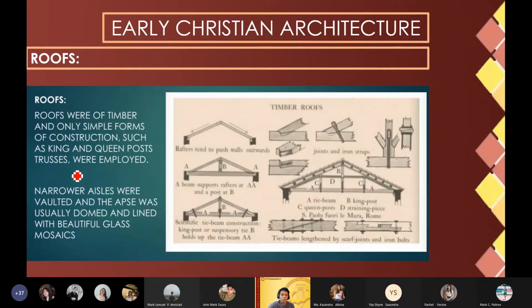So narrower aisles were vaulted and the apse was usually domed and lined with beautiful glass mosaics. Their aisles are small and narrow in width. It goes upward, so that means narrow. Vaulted is the way they do it. Later on we will have examples of that. The apse, we will discuss later what the apse is. It was usually domed and lined with beautiful glass mosaics.